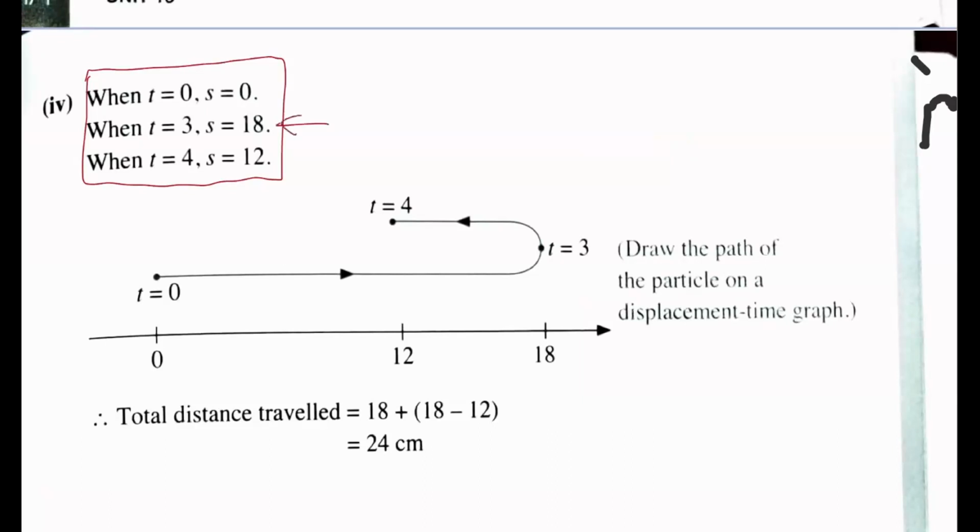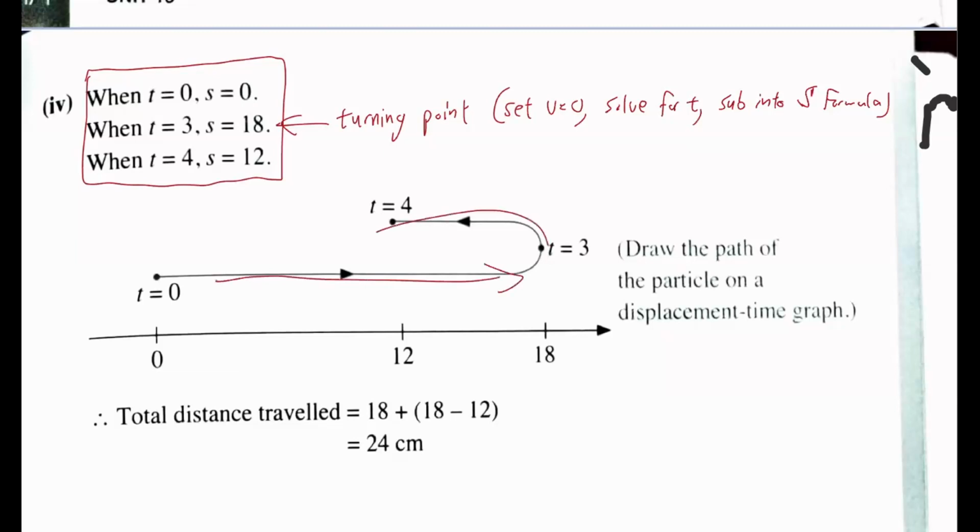This part here is the turning point. When you set v equals 0, solve for t, then substitute into the s formula, the displacement formula. So what you realize is it will go towards the right and then it turns.